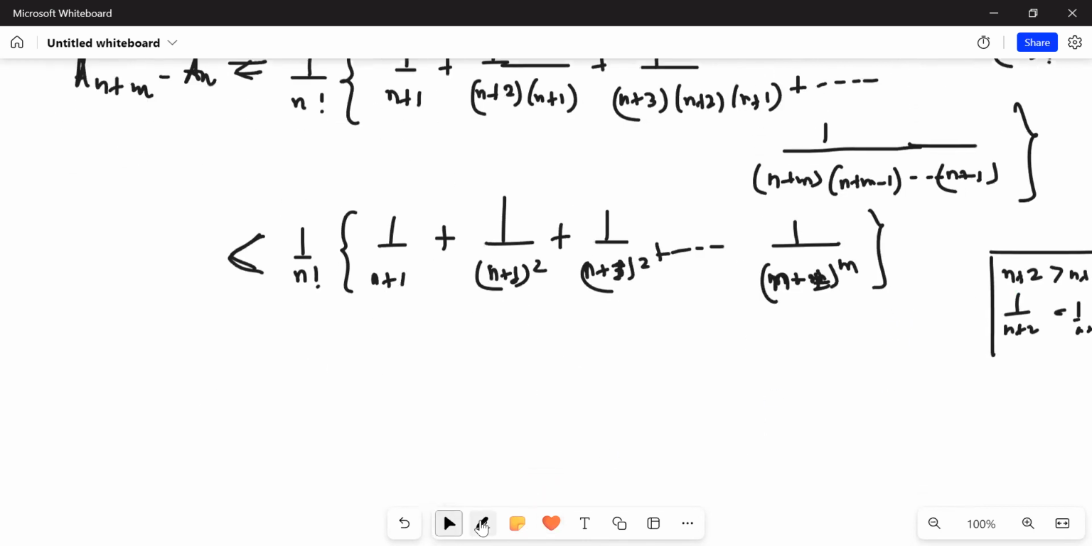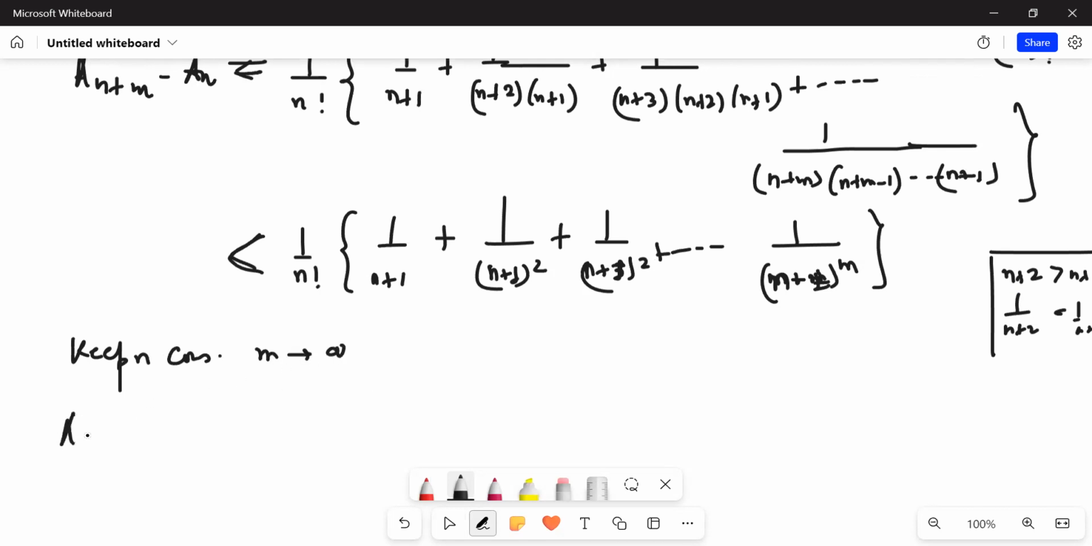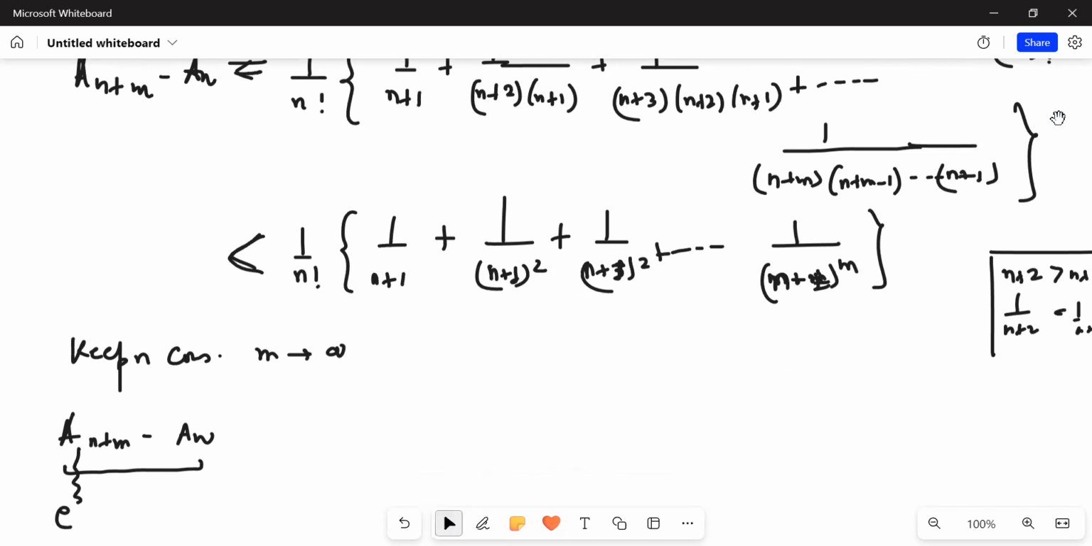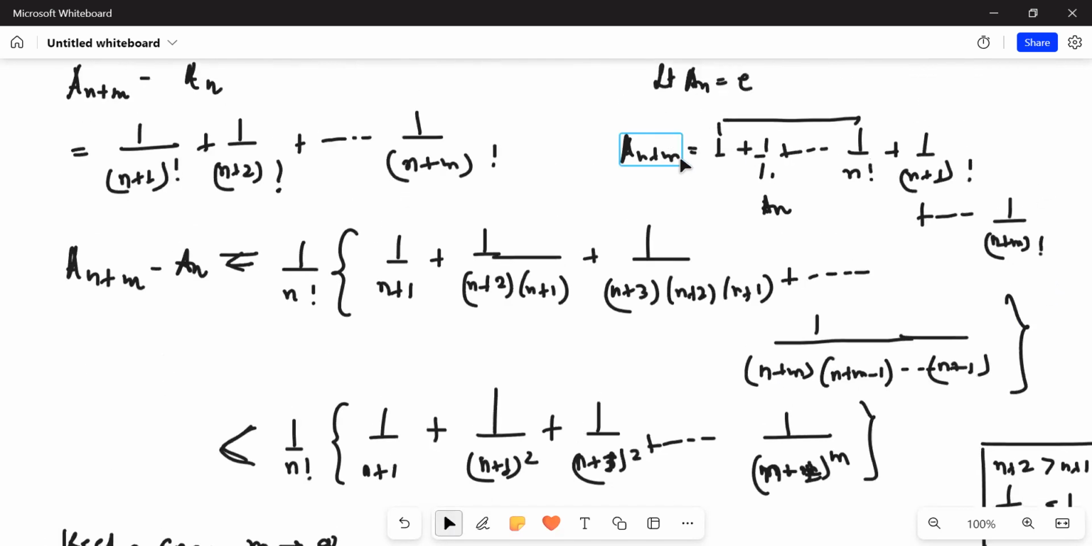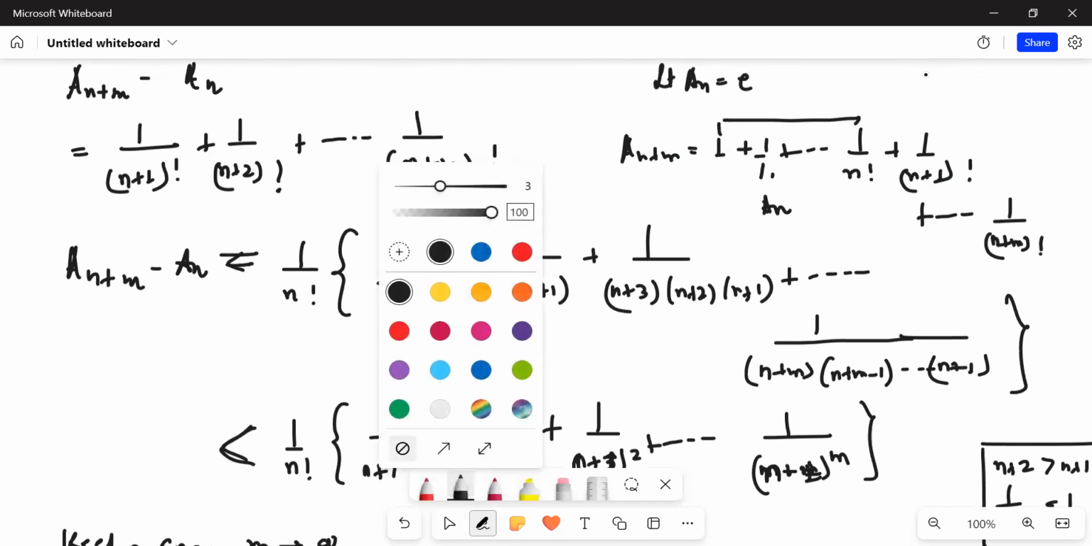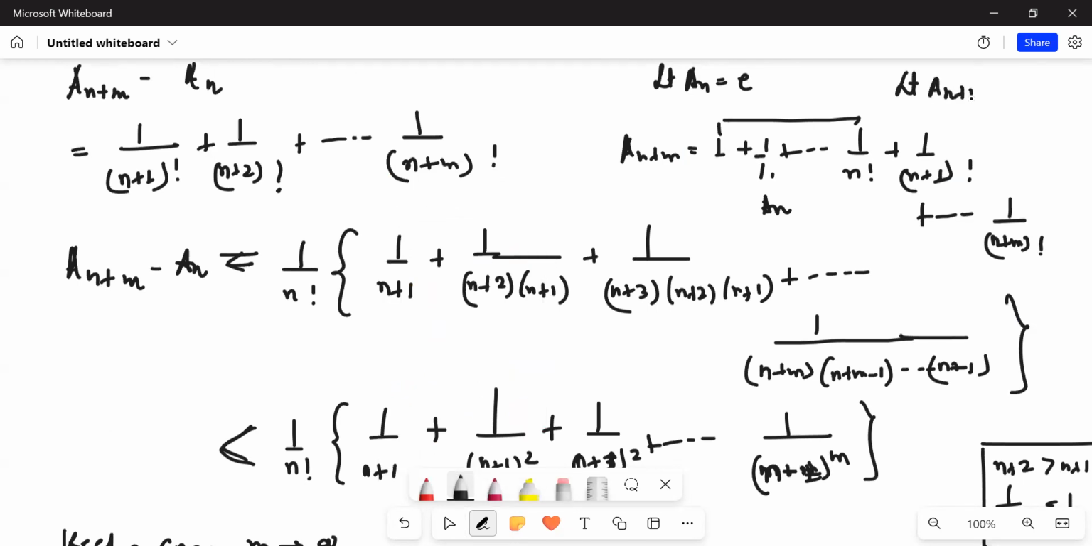Okay, so this is one thing. Now, if I keep this n constant, and let me take m towards infinity, as large as possible, so a_{n+m} minus a_n would certainly imply what? Because if m tends to infinity, this particular thing will go to e. So this is going to be an infinite series, and this infinite sum is equal to e.